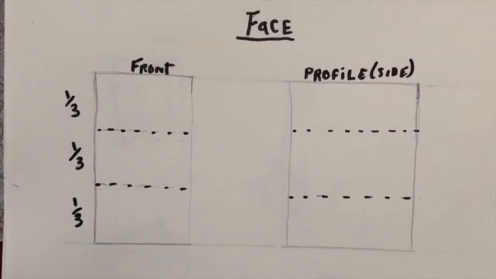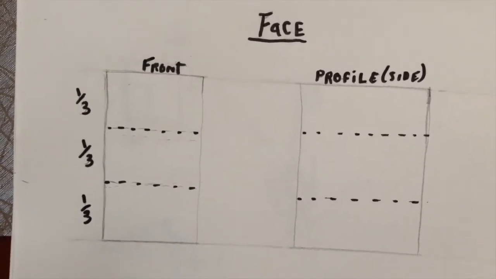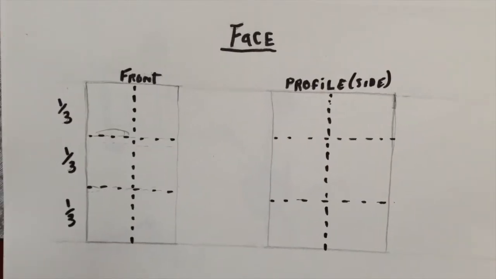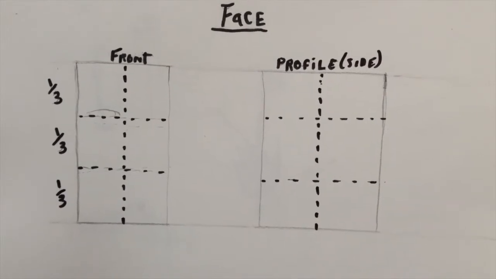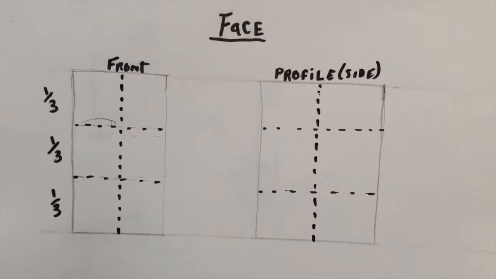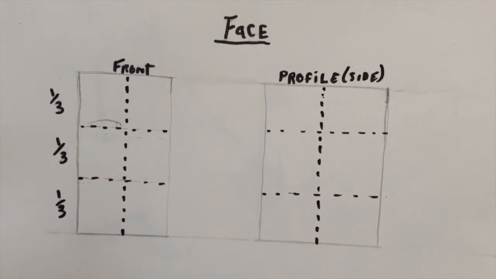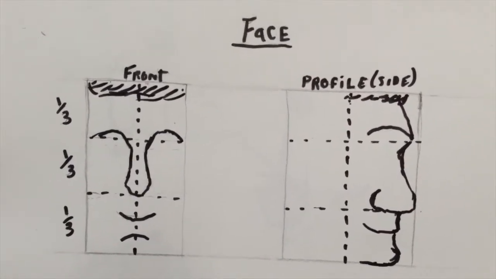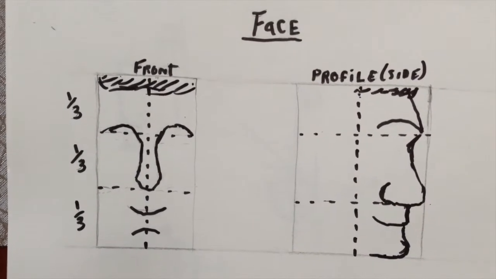First divide the face, the front and the profile of the side view, into thirds. Then draw a line halfway down, a center line basically, halfway down the front of the face and also on the profile of the side. The top third is for the forehead, the middle third is for the nose, and the bottom third is for the mouth and the chin.